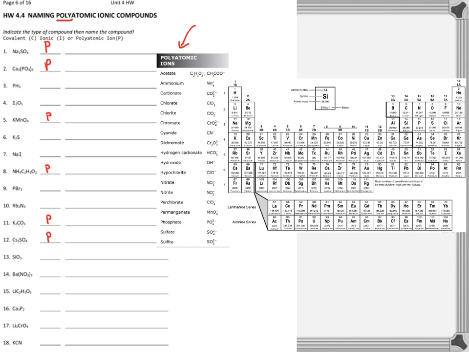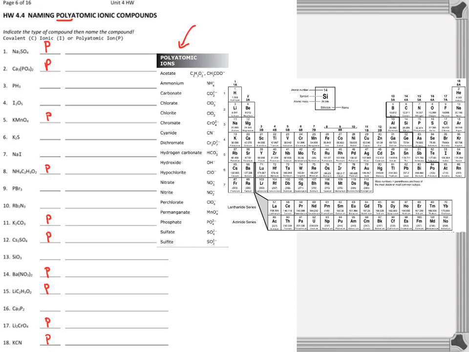13, nope, we only have 2 elements, so not a polyatomic ion. Number 14, we have 1, 2, 3. Yep, we have a polyatomic ion. 15, definitely a polyatomic ion. 16, no. 17, we have 1, 2, 3. Yes, polyatomic ion. And 18, also a polyatomic ion because we have 3 elements involved. Okay, so I'm going to erase all these little dots.